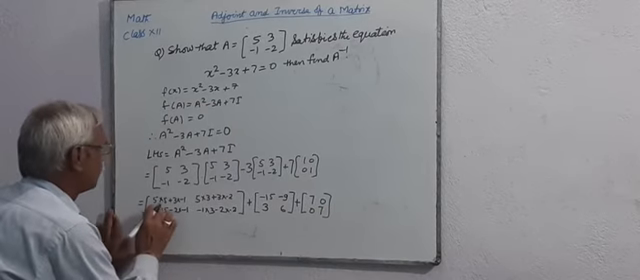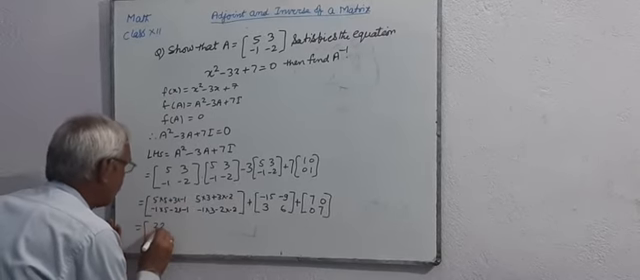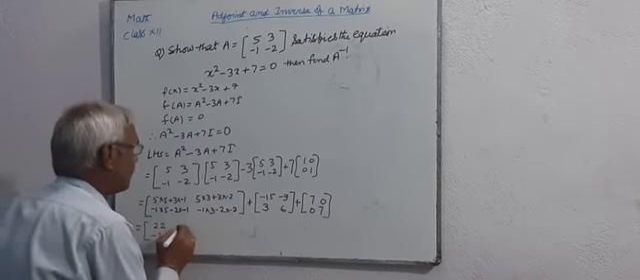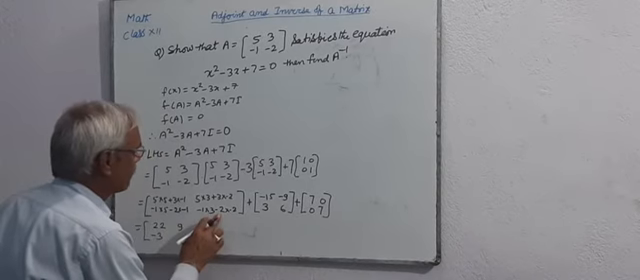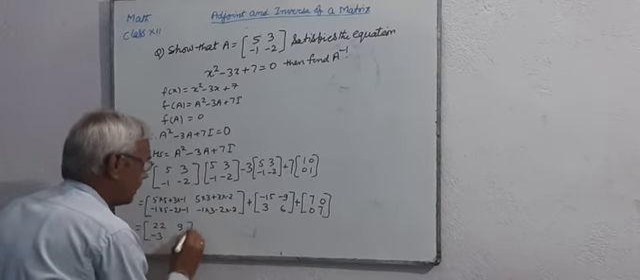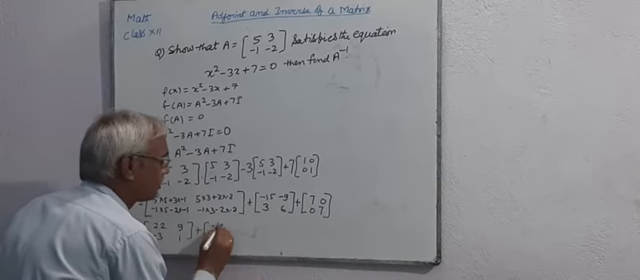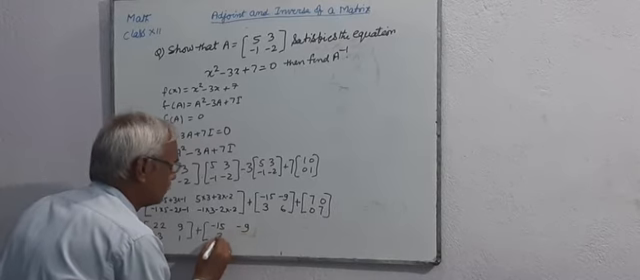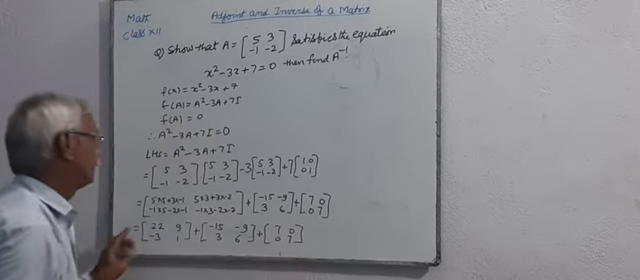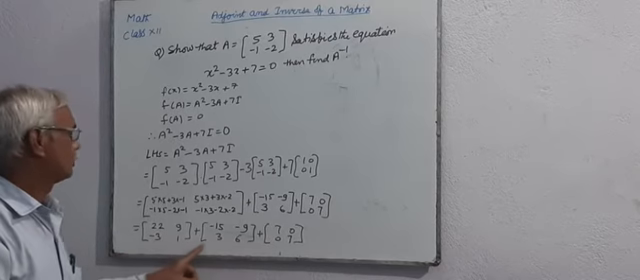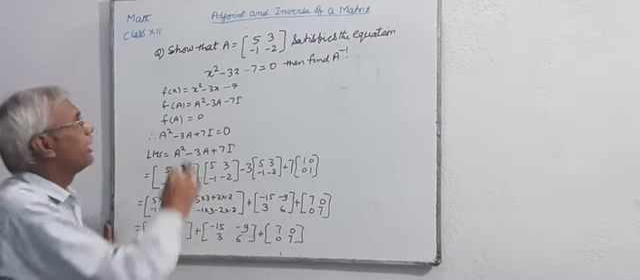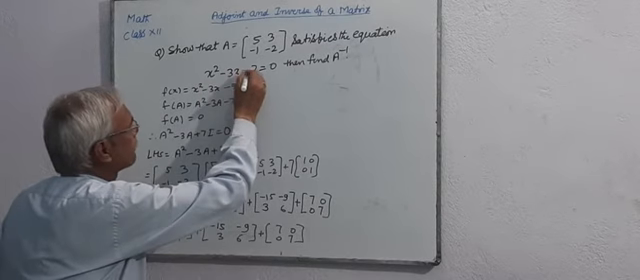Equal to 25 minus 3, 15 minus 6; minus 5 plus 2, minus 3 plus 4, plus minus 15, minus 9; 3, 6, plus 7, 0; 0, 7, equal to 0. So f(A) equal to A square minus 3A plus 7I equal to 0.